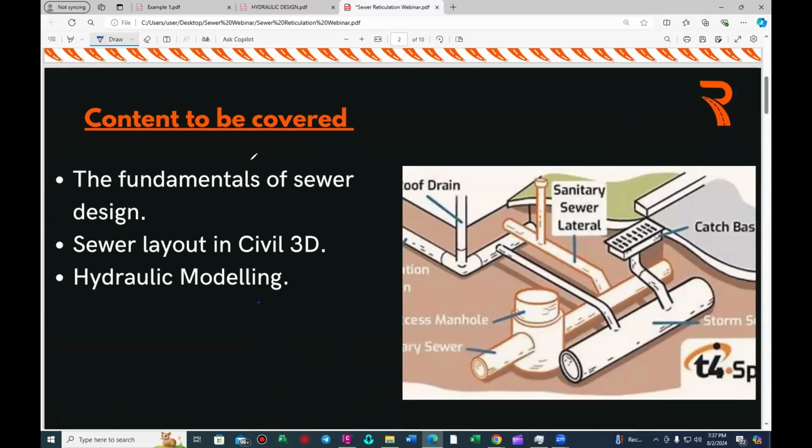All right. So the contents to be covered in this webinar: we're going to be talking about the fundamentals of sewer design. We're going to talk about sewer layout in Civil 3D. You're going to learn a little bit about Civil 3D here because we use Civil 3D here at Rhodes Hub. It's a very cool tool. I'm also going to talk about hydraulic modeling there.